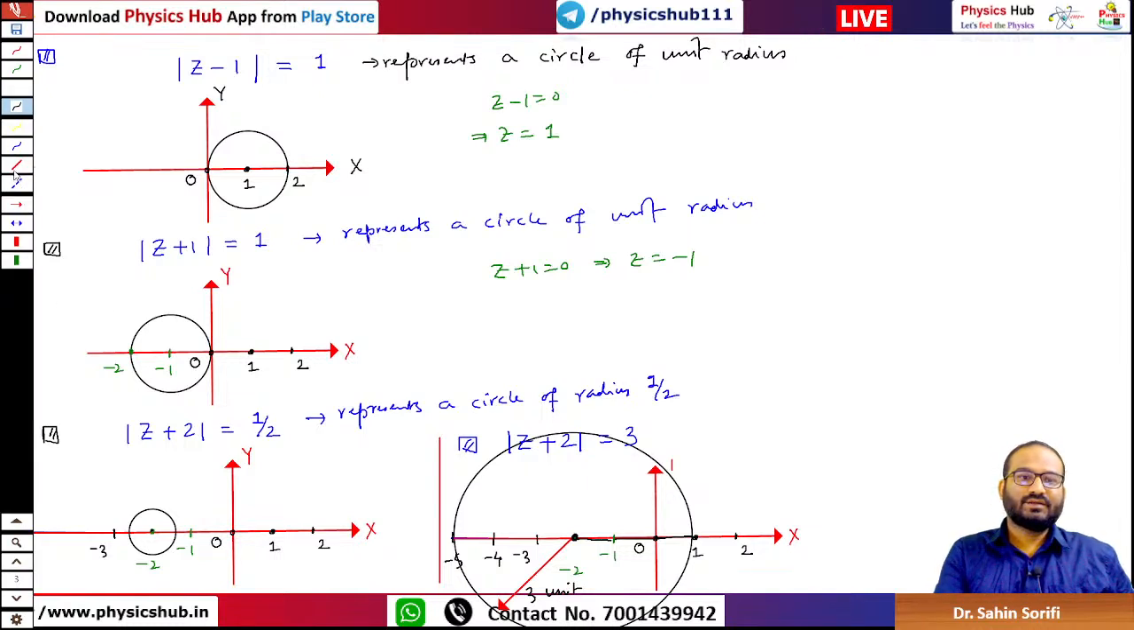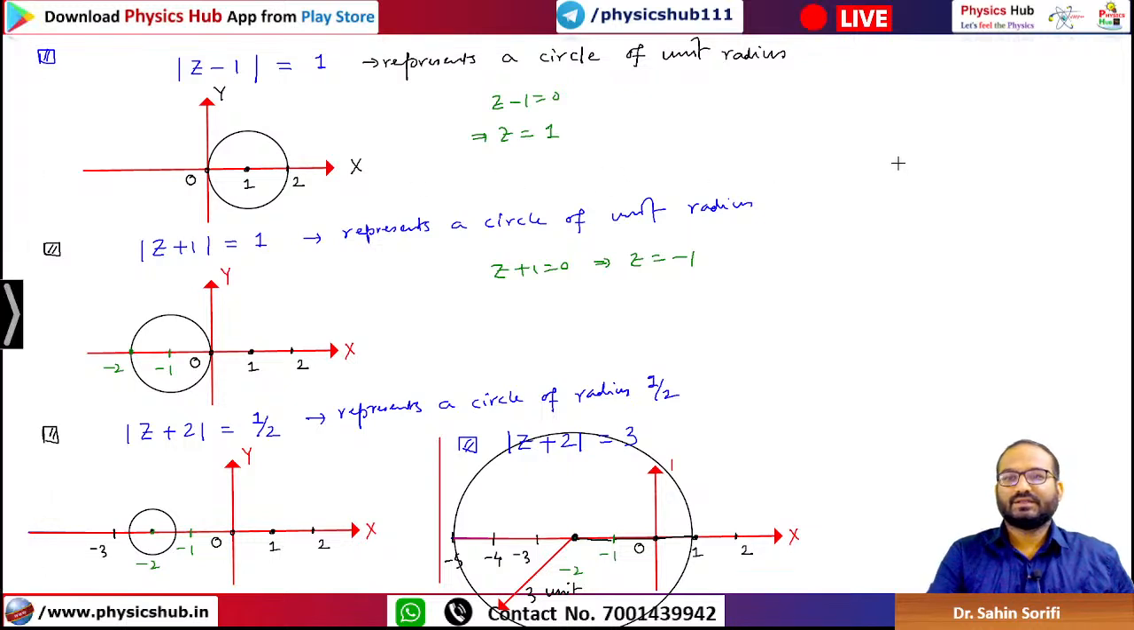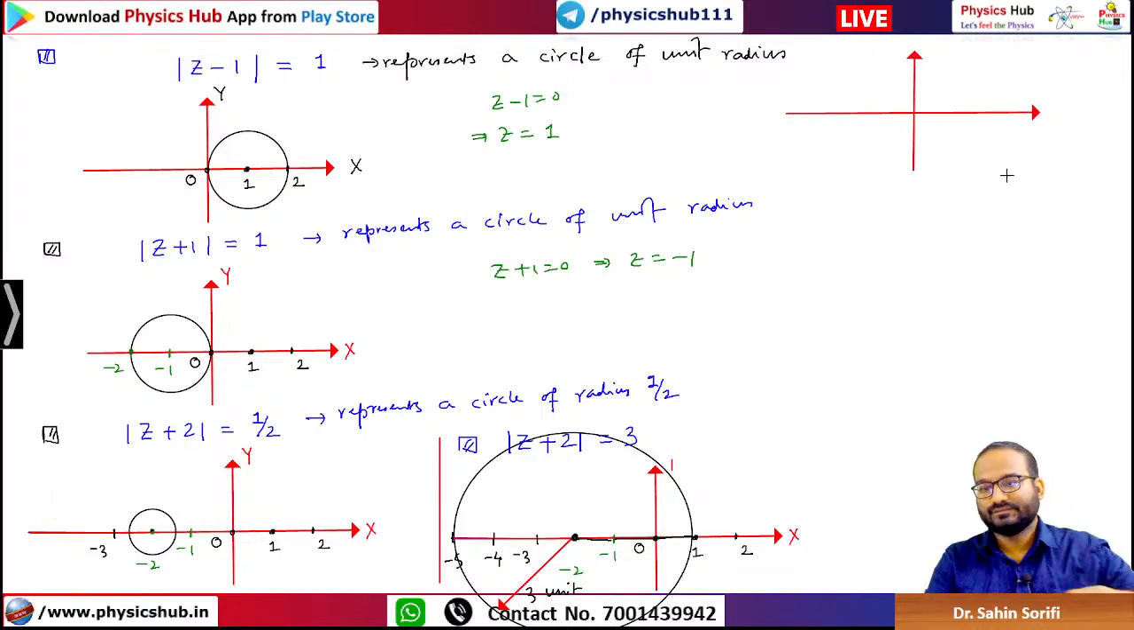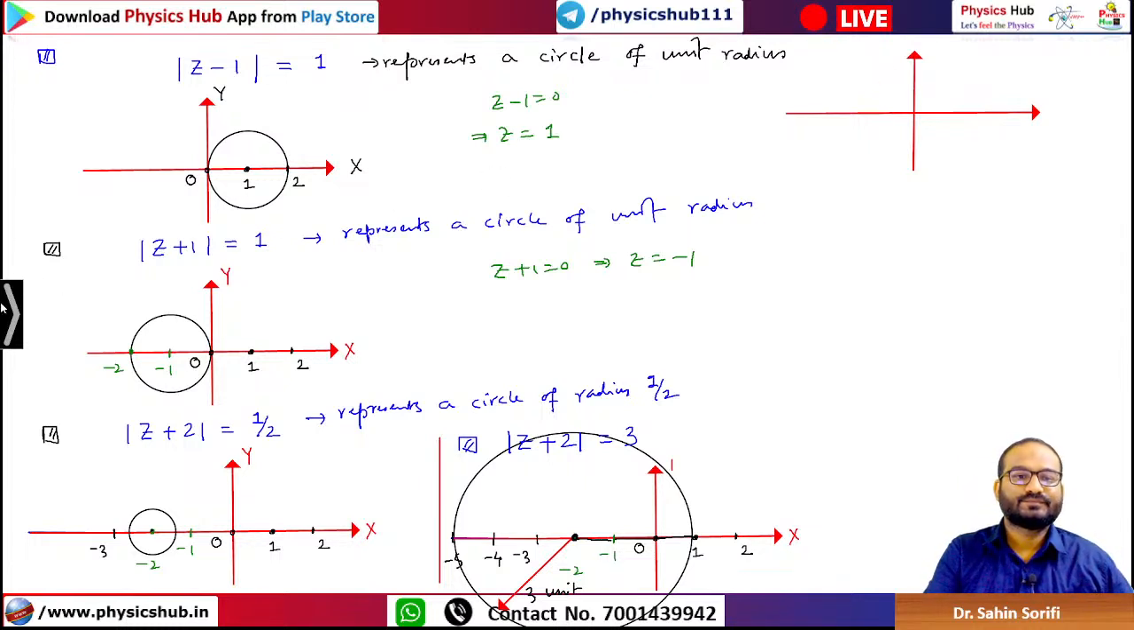And one thing you know, whenever we represent a complex number, let us say x plus iy, this is y, this is x. So this is the real axis, okay? This is your real axis, this is your imaginary axis.